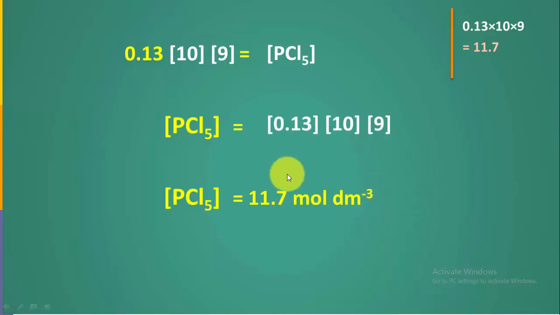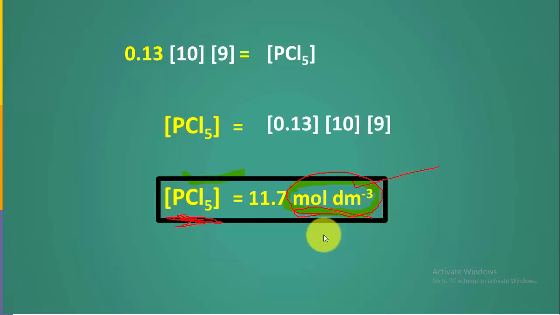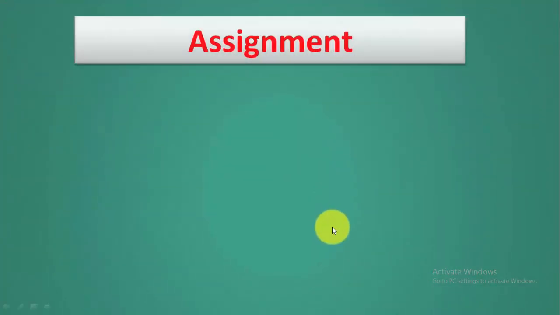So the concentration of PCl5 is 11.7. Dear students, when we have to find out the molar concentration of reactants or products, we simply write the unit mole per dm cube. We have to write out the unit of mole per dm cube. In Kc we have to find the units and check them, but in the case of reactants and products, if we have to find them, we simply write the unit mole per dm cube.